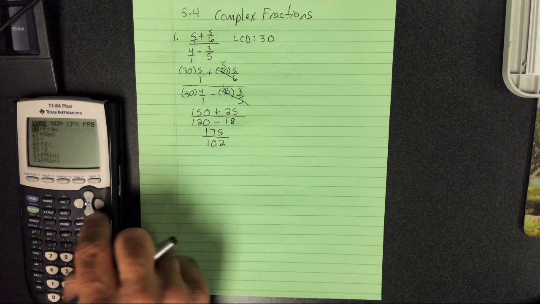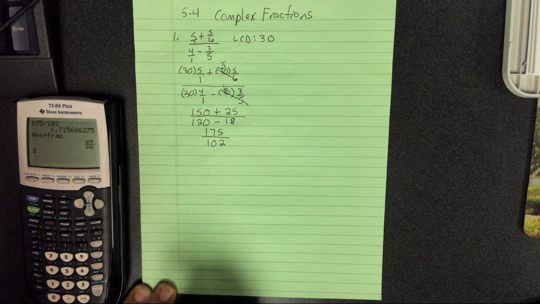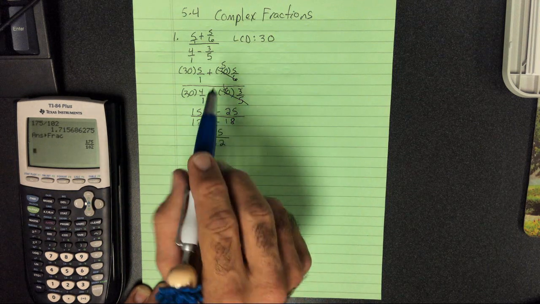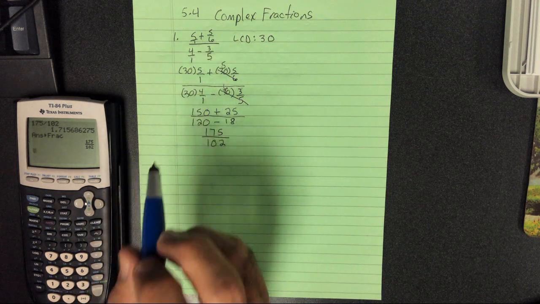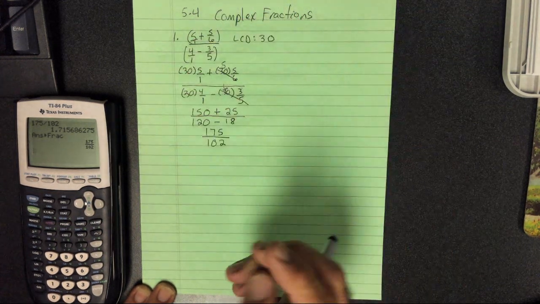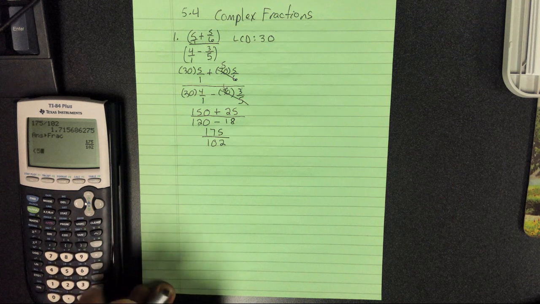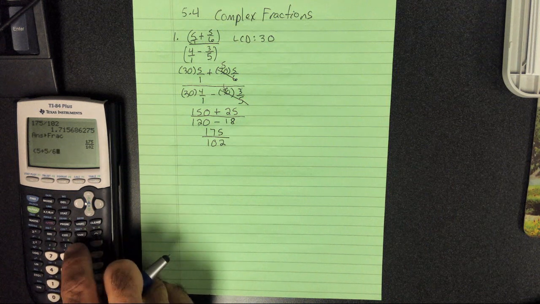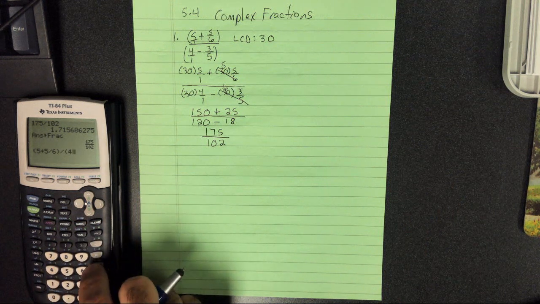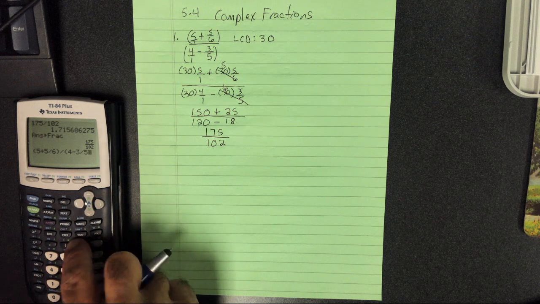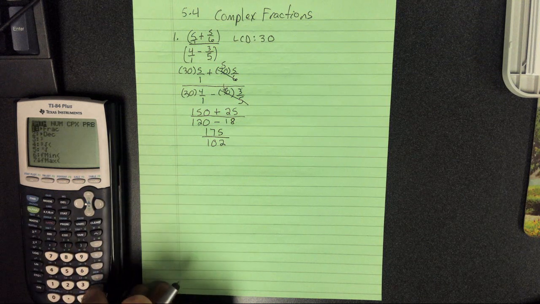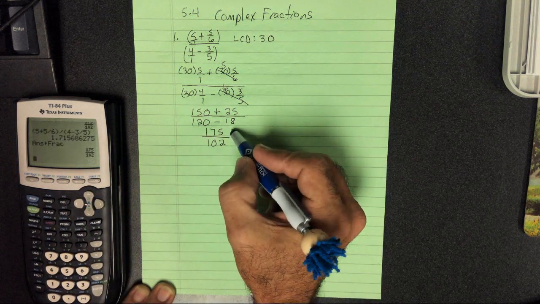But remember, we can hit math and then enter twice and turn that back into a fraction, and I get 175 over 102. Now, watch how you can do this problem on the calculator. If you do it on the calculator, you want to put parentheses around the top and the bottom. So watch what I do. I'm going to do parentheses 5 plus 5 divided by 6, close parentheses, divided by, open parentheses, 4 minus 3 divided by 5, close parentheses. When I hit enter, I get my decimal, but remember I want to hit math, enter twice, and I get 175 over 102.